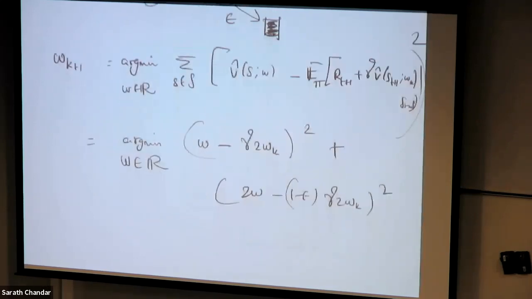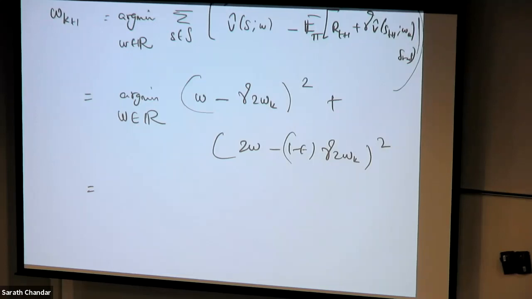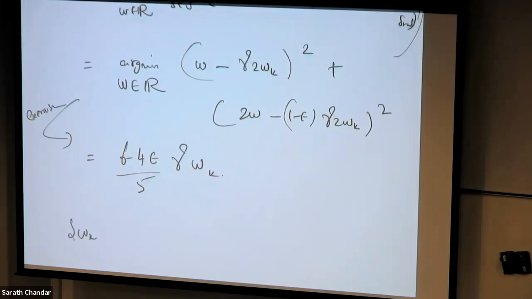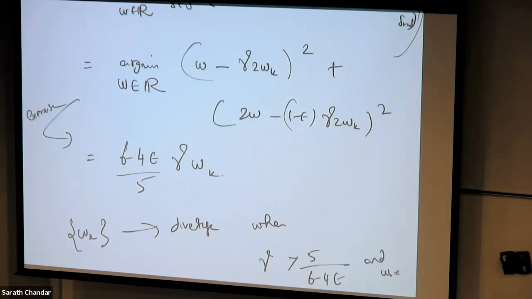Okay. Now, this is a simple function. You can differentiate this with respect to w and set it to 0. I'm not going to do that now, it is a very simple exercise. You differentiate this, set it to 0, and you get the solution. The solution in this case is (6 minus 4 epsilon) by 5 times gamma times w_k. Now you can see that this sequence of w_k updates is going to diverge whenever gamma is greater than 5 by (6 minus 4 epsilon), and w_0 is not equal to 0. Is that clear?